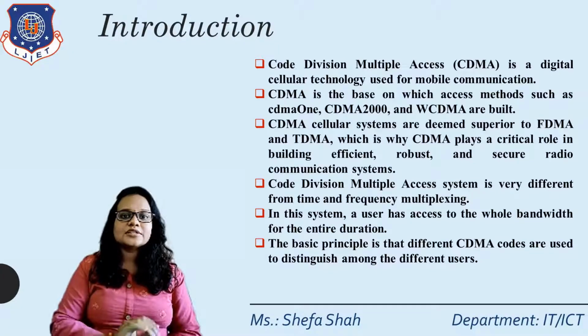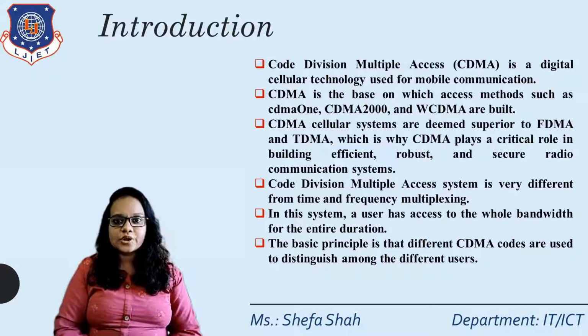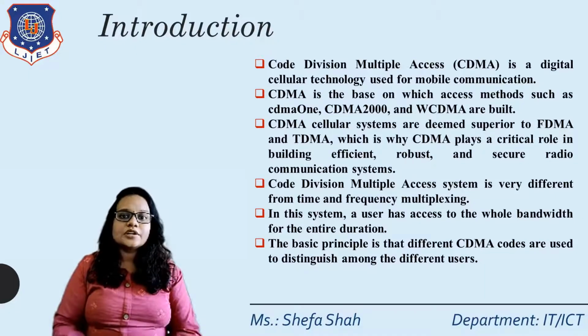Now in this CDMA technique, which is the recent technique in multiple access, the time as well as frequency remain constant, and the users are divided with the help of unique codes, right? So it is called code division multiplexing. Code division multiple access, CDMA, is a digital cellular technology used for mobile communication. CDMA is the base on which access methods such as CDMA1, CDMA 2000 and WCDMA are built. So these are the different generations of CDMA, right?